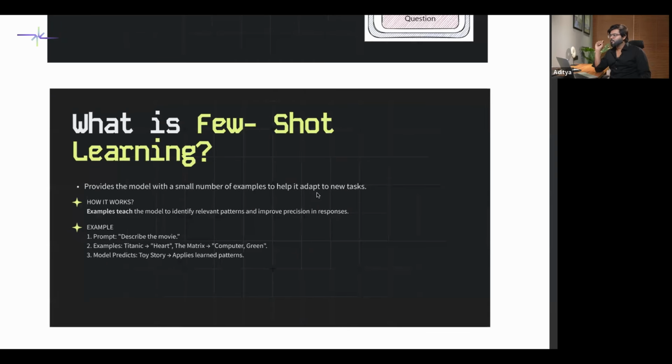So how does it help? It explicitly teaches the model what we want without retraining it. It just adapts on the fly using the prompts. Let's say describe the movie The Lion King with these examples shown to you, and the model says circle, king, pride, something capturing the overall theme. Few shot helps because the model might need just one or two examples to generalize the task. That's why a lot of times in your prompt, you should give some examples. It can improve the accuracy.